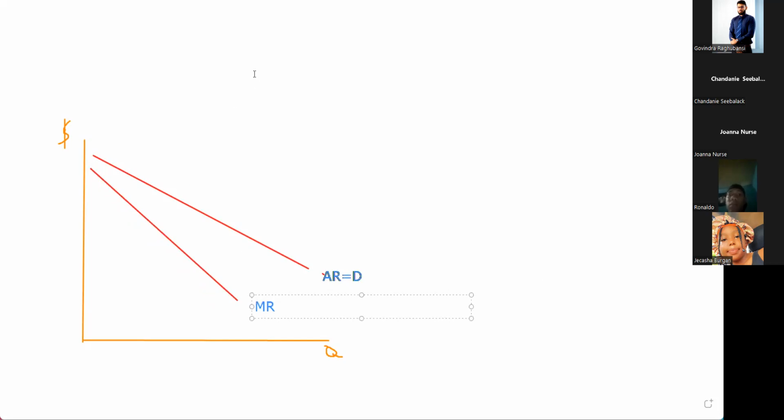There's our output. I'm just going to put this Q. So we're saying this is our AR curve, and also our demand curve. Again, stuff that we know. This here now is our MR curve. This is our MR, right? Again, stuff that we know.